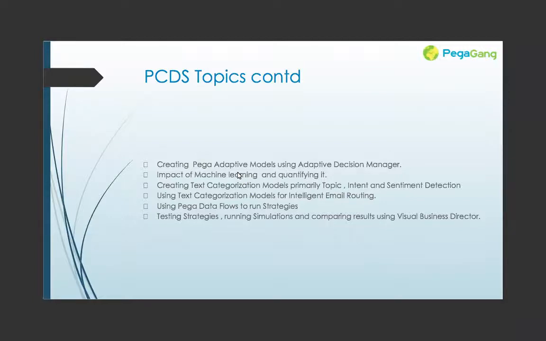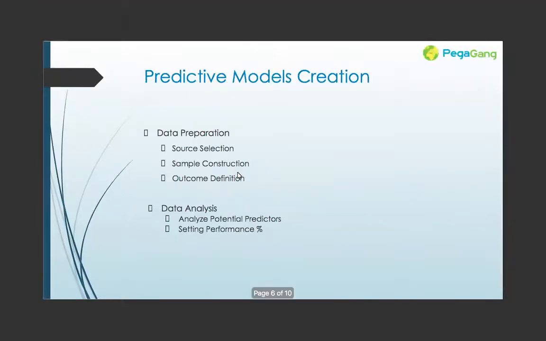So we would work on all these topics as part of our data scientist course. We will work with predictive models, adaptive models, and text categorization models, we would run simulations, and we would design strategies. We will see how the VBD, Visual Business Director tool works. All this we will discuss in our further classes. Okay. So for now, let me just go back to Pega.